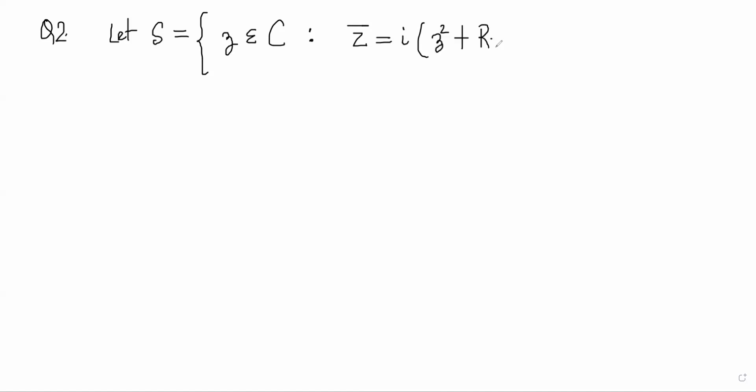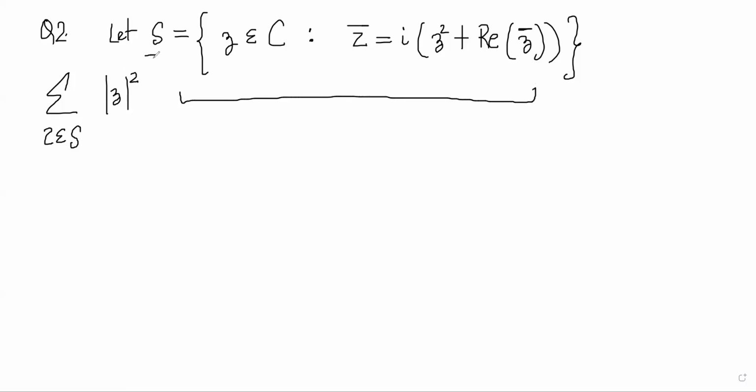This is: let S is equal to the set of Z belonging to complex numbers such that Z conjugate is equal to i times Z square plus real part of Z conjugate. Then you have to find out the summation of mod of Z square for Z belonging to S. First of all, understand the question, what they are asking.